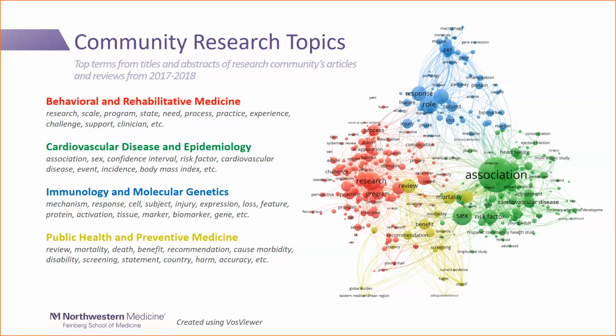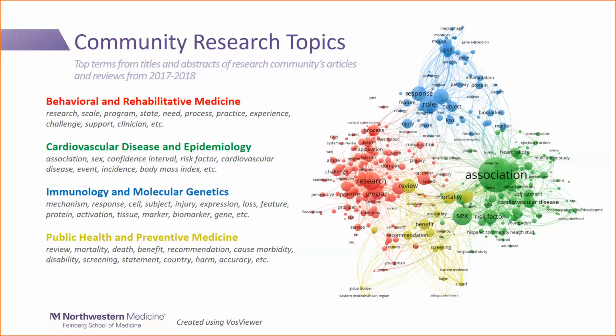Then we provide a note section, which is in my slides, where we basically say: this term co-occurrence map indicates major research topics in the articles and reviews published by our entire research community in the past year. Major topical areas include behavioral and rehabilitative medicine, cardiovascular disease and epidemiology, immunology and molecular genetics, public health and preventive medicine. This term co-occurrence map displays 409 terms from the titles and abstracts of publications from 2017 to 2018 by the entire research community, visualized using the VOSViewer software.